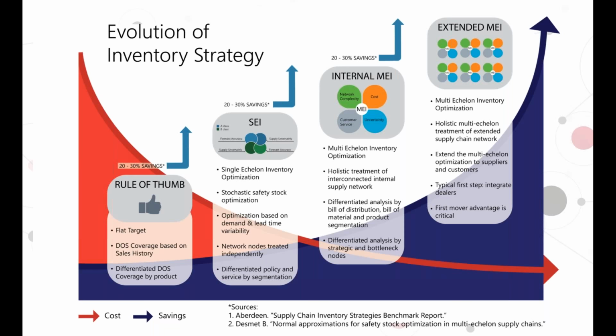So these steps are a part of the evolution of the inventory strategy. Most companies begin with rule of thumb methods, go to the single echelon, get some benefits, go to the multi-echelon, get more benefits, and so on. So we'll look at the multi-echelon way of looking at the forecast now.